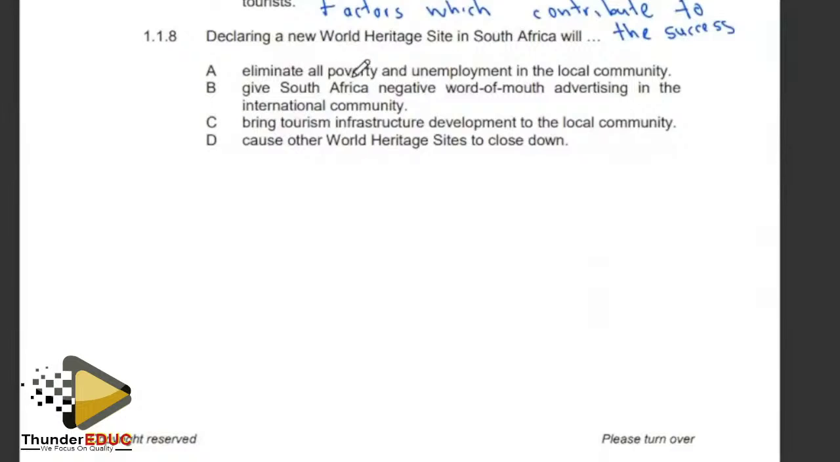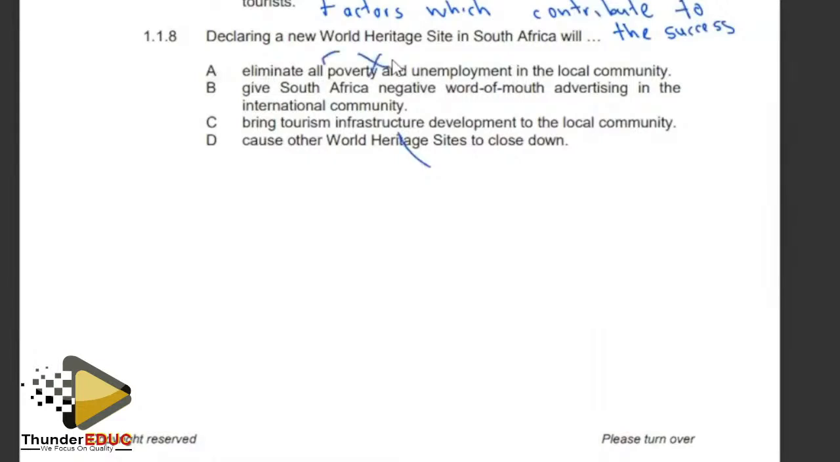All right, if you look at A, there are problems with A. Eliminate all poverty and unemployment in the local community. This one is not actually possible for poverty to be completely eliminated. So obviously, this one won't work.